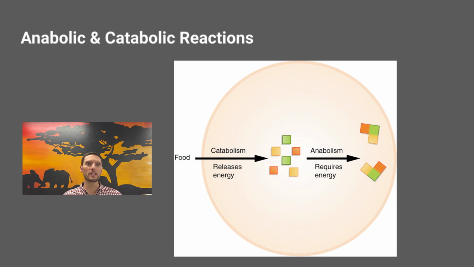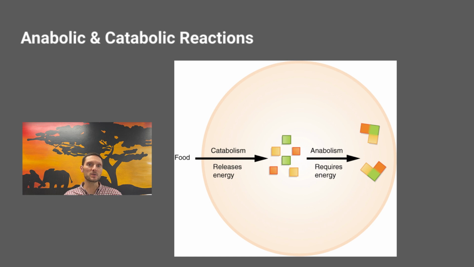The second example is called a catabolic reaction, and this is essentially the opposite of anabolic, where it's the breakdown of larger molecules into smaller molecules, and this releases energy. Usually the reaction is coupled to the production of ATP.